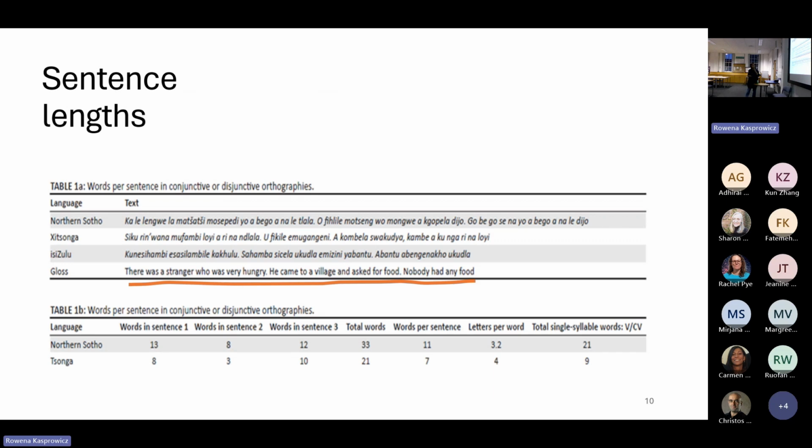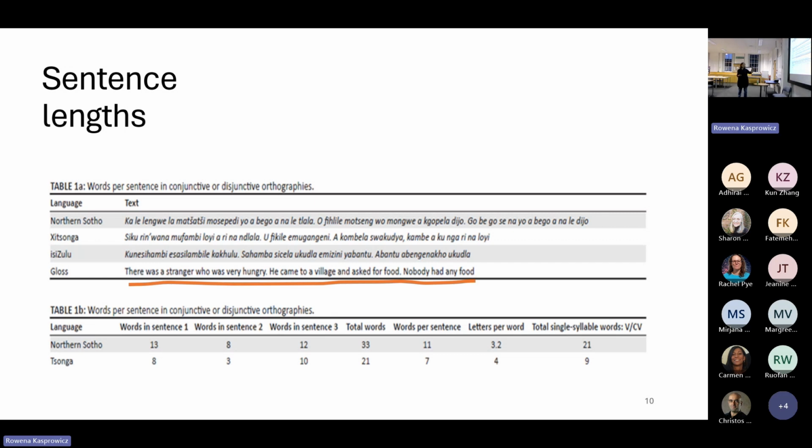So then let's move to sentence level. And here I'm continuing the Bantu language family as an example. The gloss there is the sentences I'd like you to focus on. There was a stranger who was very hungry. He came to a village and asked for food. Nobody had any food. And that in the 3 languages, these are 3 languages from South Africa. And below, let's just focus on sentence 1.